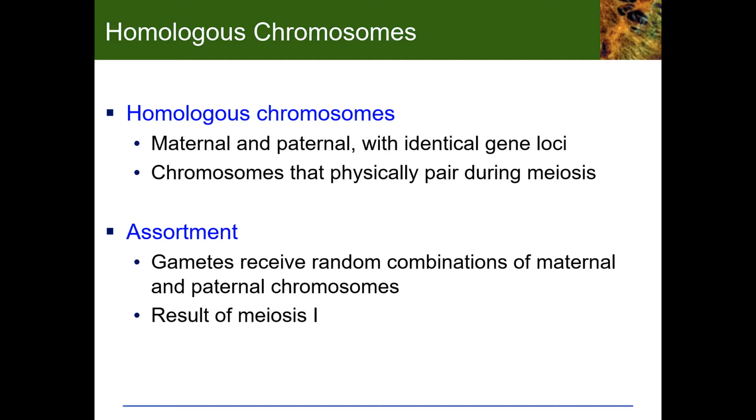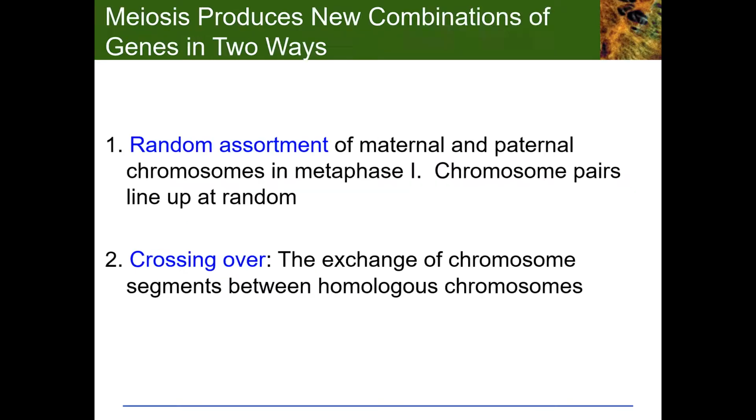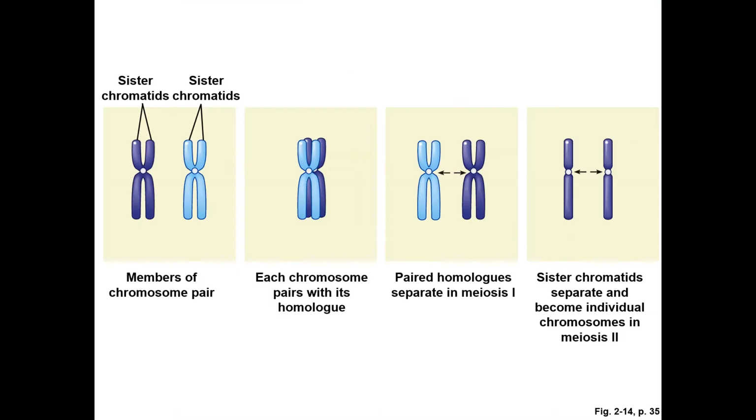The result of this is meiosis 1. And meiosis produces new combinations of genes in two ways. One of them is random assortment of maternal and paternal chromosomes in metaphase 1. The chromosome pairs line up at random. And then part 2, crossing over, the exchange of chromosome segments between homologous chromosomes.